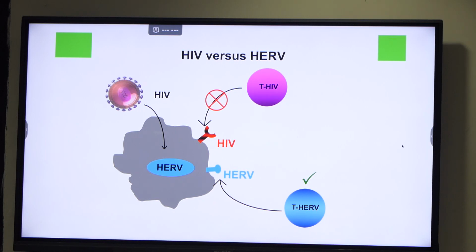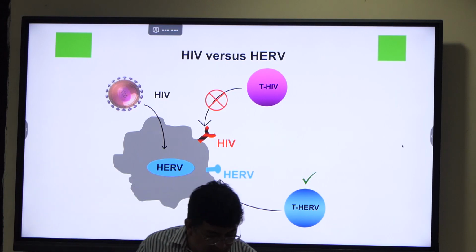But this is a very exciting thing. The message we get is that HERV, what we have in our body, or in general the viruses which we are exposed to, somehow are helping us in various different situations. So this is something which is related to HIV.